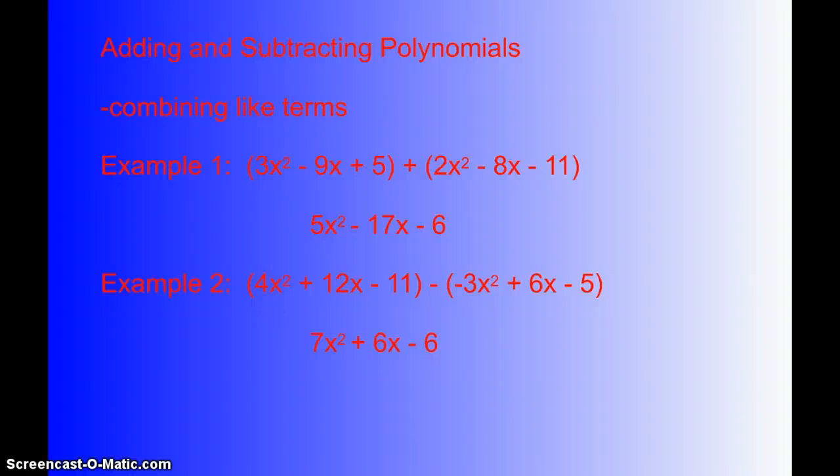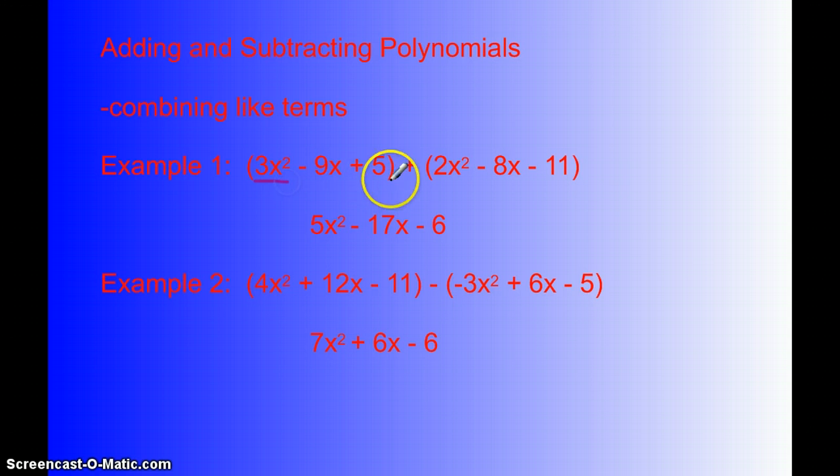Alright, and the last thing we're going to do today is adding and subtracting polynomials, and now this is going to be really quick because basically all we're looking at here is combining like terms, and so we've got 2 examples here of adding and subtracting polynomials. The adding example is much easier for most people because all we're doing is we're adding 3x squared minus 9x plus 5 to 2x squared minus 8x minus 11, and when we do that we're simply saying I take my x squared terms and I add those together.